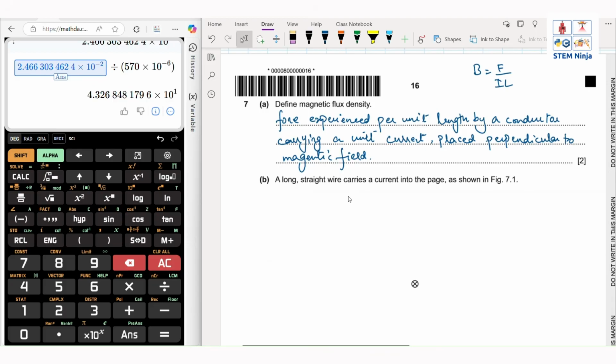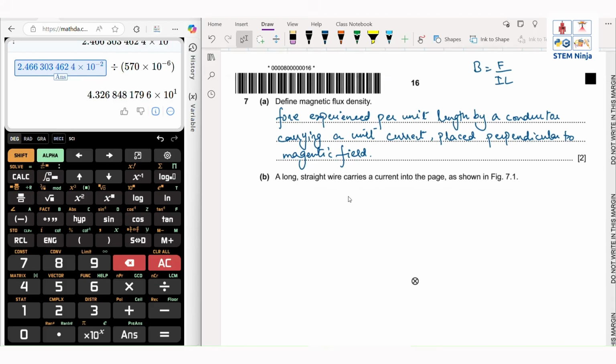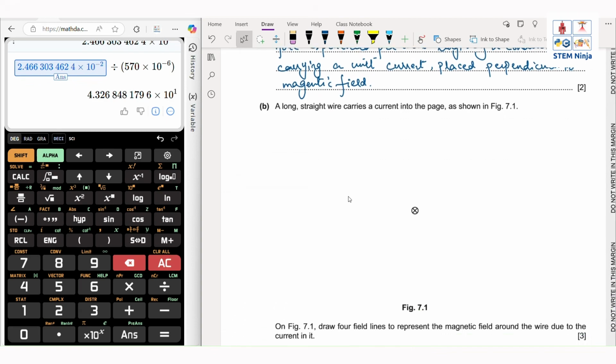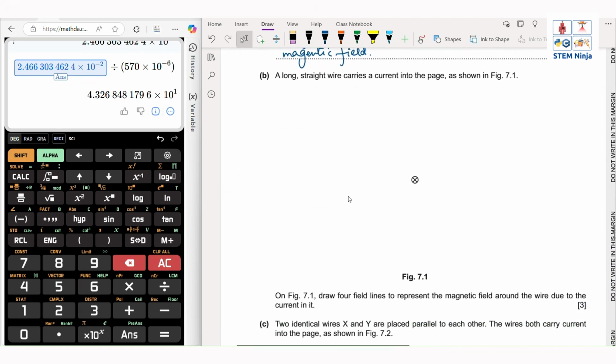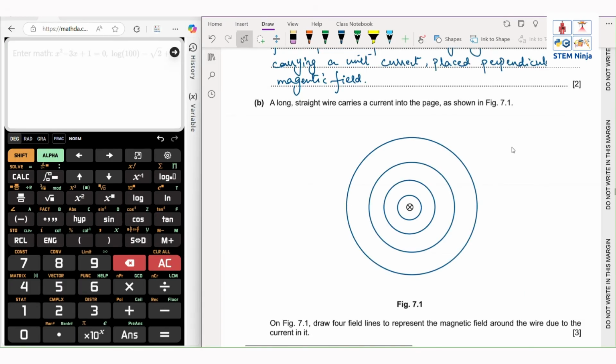Okay, a long straight wire carries a current into the page as shown in figure 7.1. On figure 7.1, draw four field lines to represent the magnetic field around the wire. All right, so this is how the field lines would look. But still, just to get a few points across so that if you encounter such a question in the exam, you should be able to figure this out.